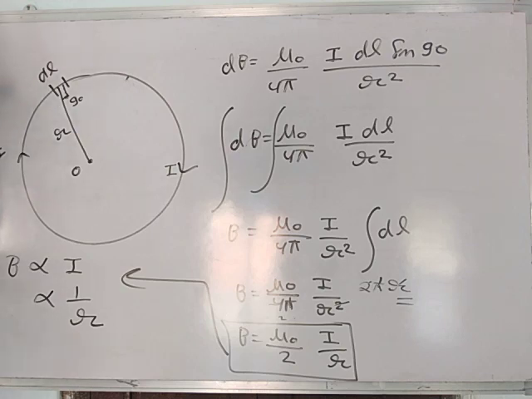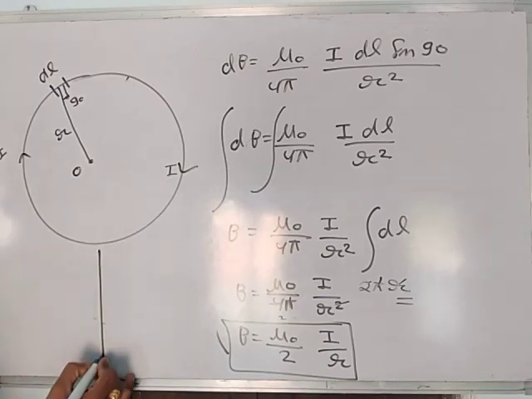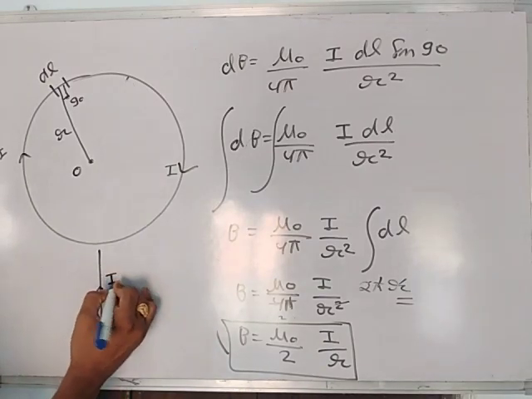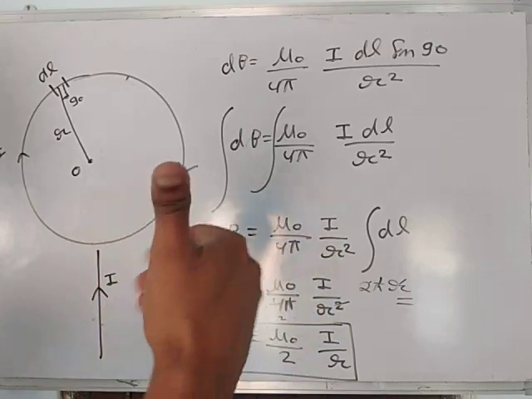Students, one more thing we are going to consider here is the direction of the magnetic field. For that, we have already discussed that for a current carrying conductor I, the direction of the magnetic field can be determined using the right hand screw rule.